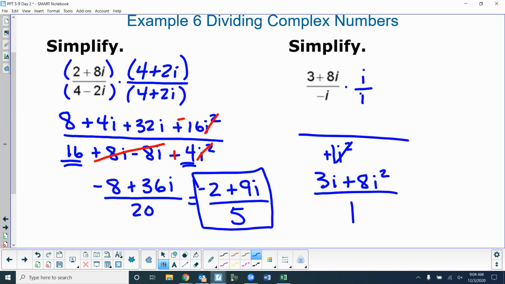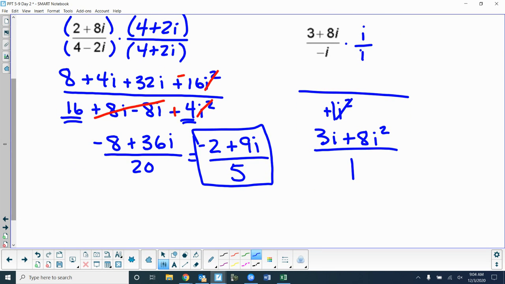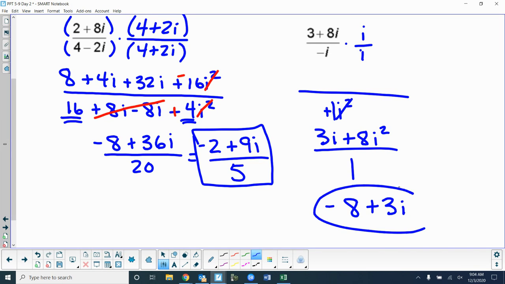So what's my answer to this? Right, 3i minus 8, which we like to write negative 8 plus 3i because it's supposed to be in the right order, right? So that's an easy one, but that always kind of tricks people because of that negative i squared. Remember, i squared is negative 1, so it's like a negative of a negative 1, which made it positive 1. Okay? I think that's it.